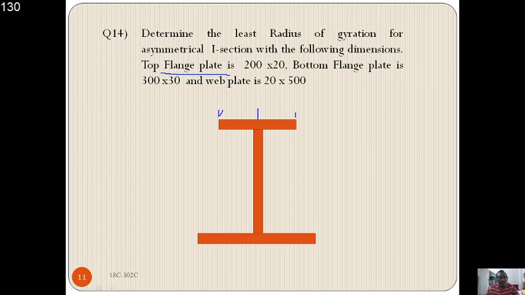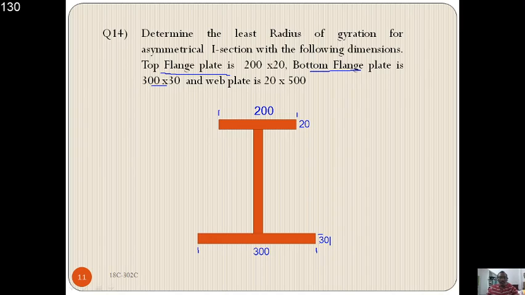Up to this distance, it is 200. And from this, the thickness. So we need to draw the figure as given with the dimensions. That's why we are doing the same thing here. And the bottom flange plate is 300 by 30. We do the same thing. So we draw like this. This one is 300, whereas this thickness is 30.